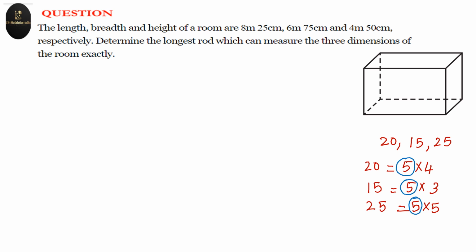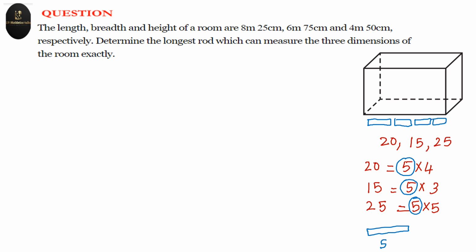So now the question is, what is the longest rod which can be used to measure the three dimensions of the room exactly? So I should find the length of a rod which can measure all these dimensions perfectly. So here the rod length should be 5. For the length, which is 20, how many rods of 5 centimeter do I need? I need 4, right? I need 4 of the same length.